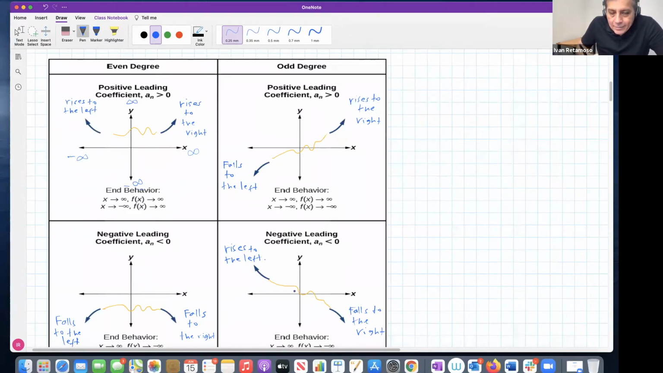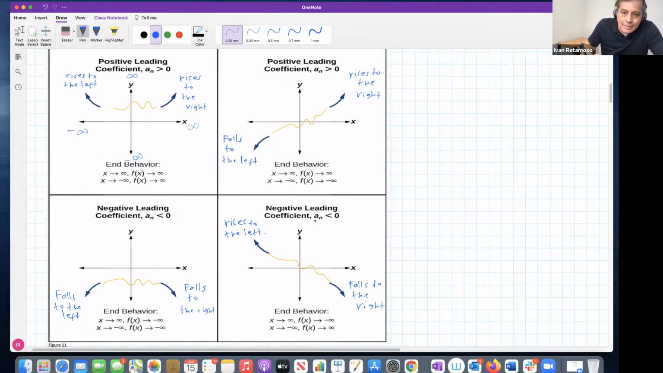All right, so similarly here, if your degree is odd, the degree of the polynomial function, and if the leading coefficient now is negative, you will have a decreasing chair for the shape of the graph of your polynomial function. Eventually it will rise to the left and eventually it will fall to the right.